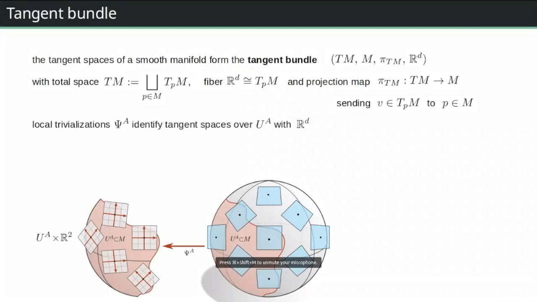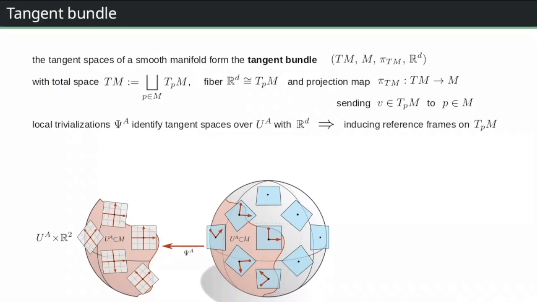And now we can look at local trivializations. If we take a subset U_A of the manifold, we can trivialize the bundle over U_A. Since our fiber is R^d, we map it to U_A times R^d. So locally, it looks like a trivial bundle or product. And you see that if you map these tangent spaces to R^2, you kind of assign coordinates to them. You can think of that as inducing a gauge or a choice of reference frame on your sphere.